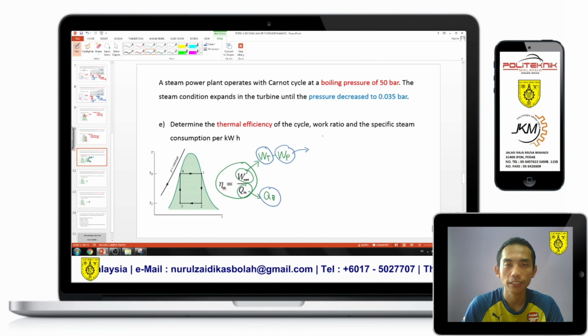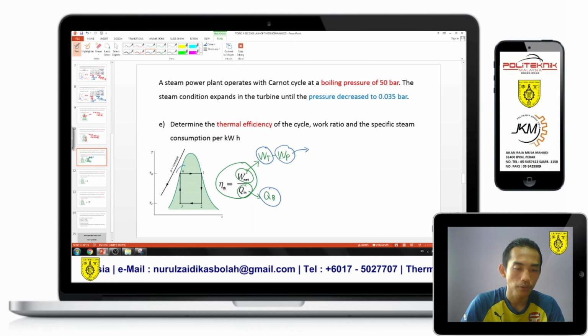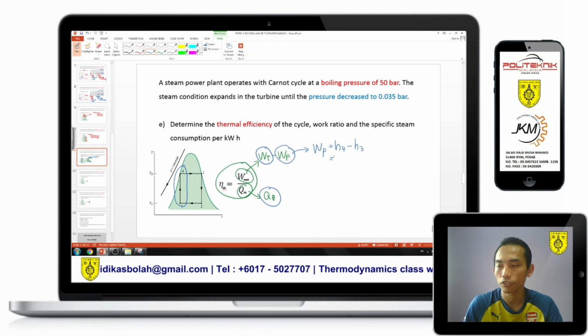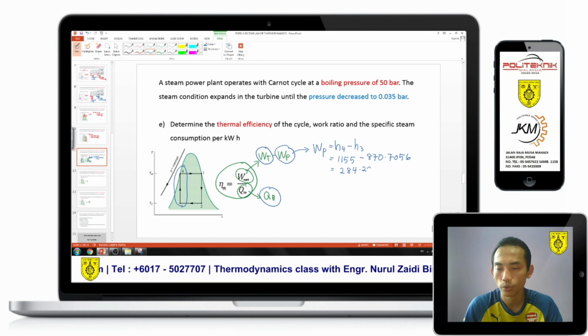So how to calculate W pump? This is the pump section. So W pump equals H4 minus H3. H4 is 1155, H3 is 870.7056, we'll get 284.2944 kilojoule per kg.